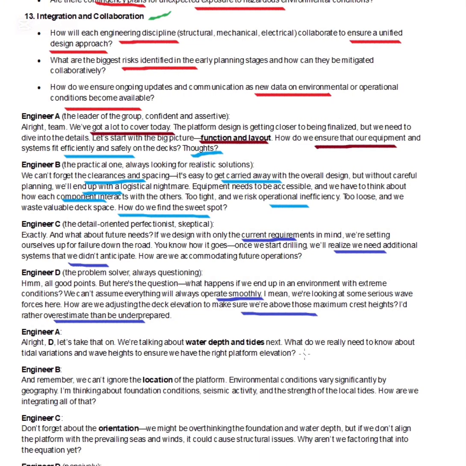We are talking about water depth and tides next. What do we really need to know about the tidal variations and wave heights to ensure we have the right platform elevation? And remember, we can't ignore the location of the platform. Environmental conditions vary significantly by geography. I'm thinking about the foundation conditions, seismic activity, and the strength of the local tides. How are we integrating all of that?